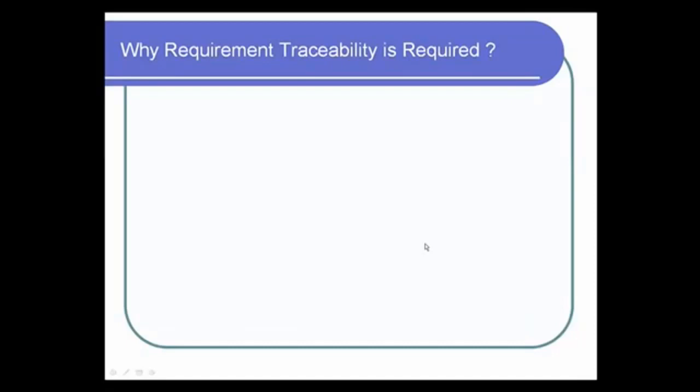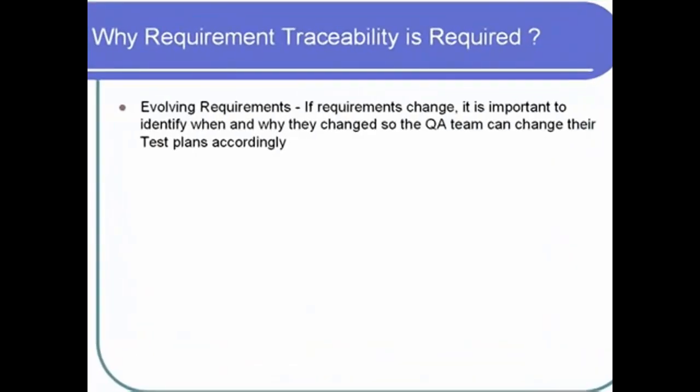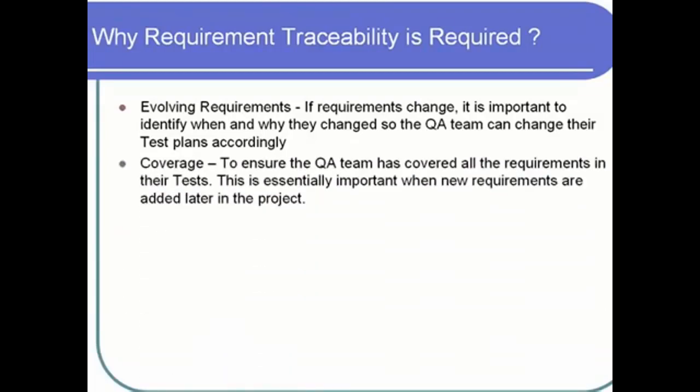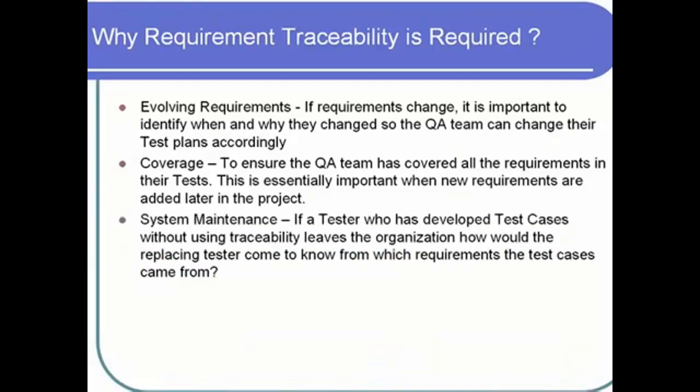Why requirement traceability is required. Evolving requirements. If requirements change, it is important to identify when and why they change so the QA team can change their test plans accordingly. Coverage. To ensure that the QA team has covered all the requirements in their test. This is essentially important when new requirements are added later in the project. System maintenance. If a tester who has developed test cases without using traceability leaves the organization, how would the replacing tester come to know from which requirements the test cases came from? So, traceability is important.